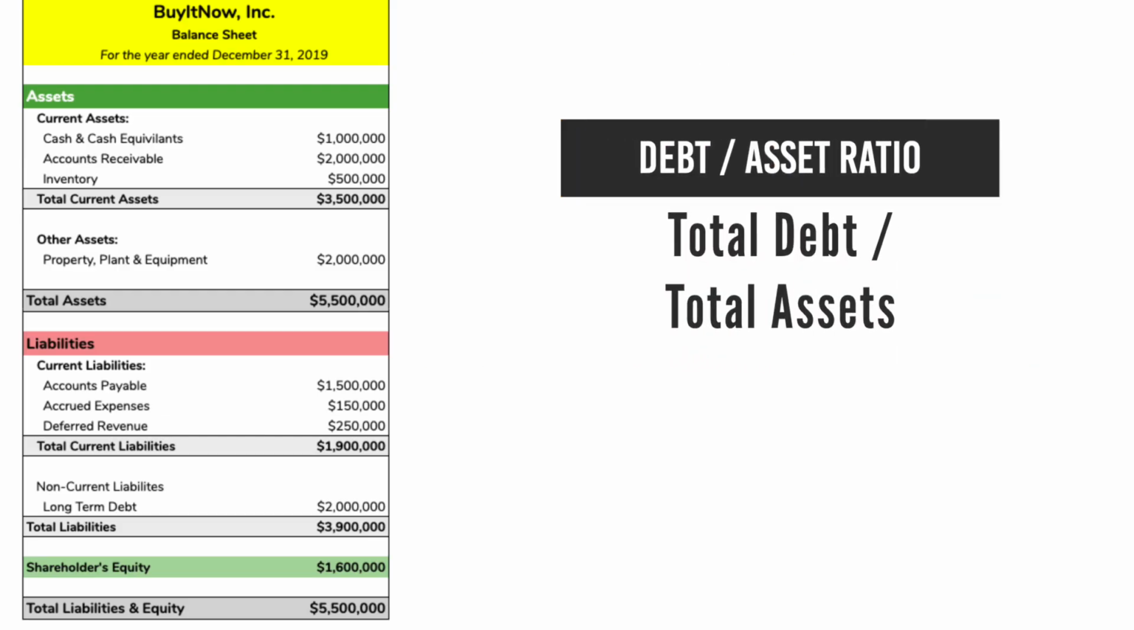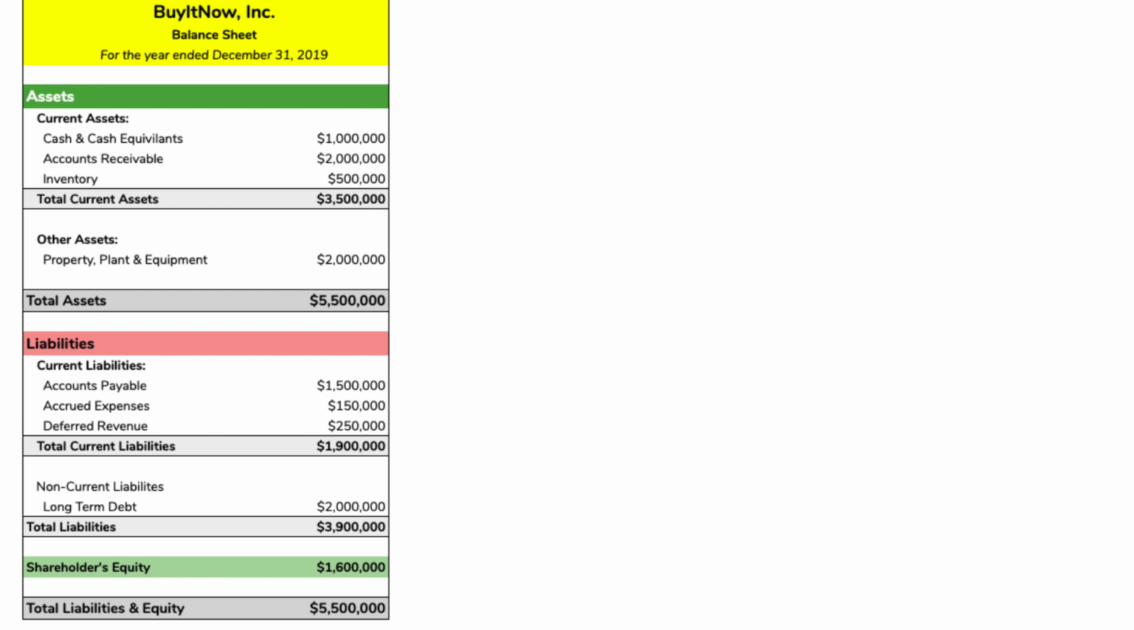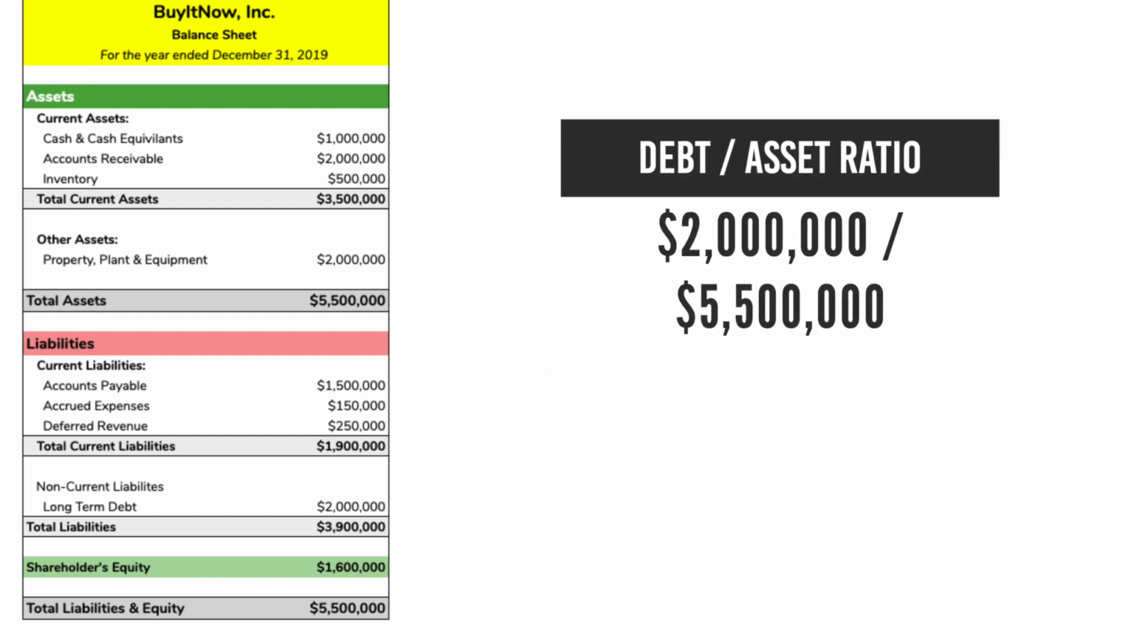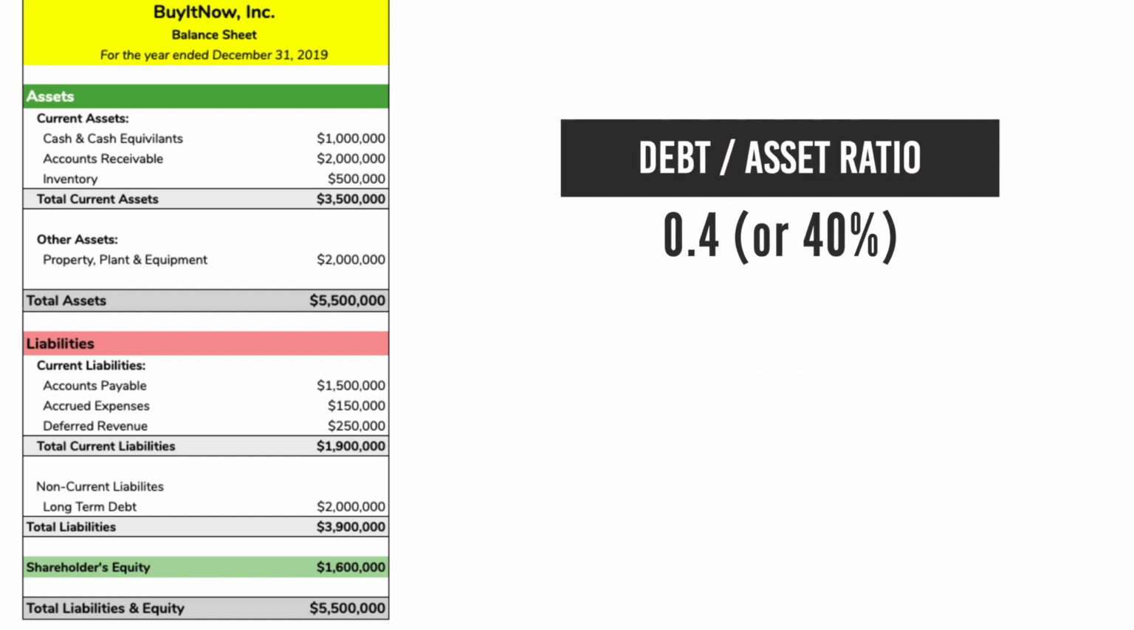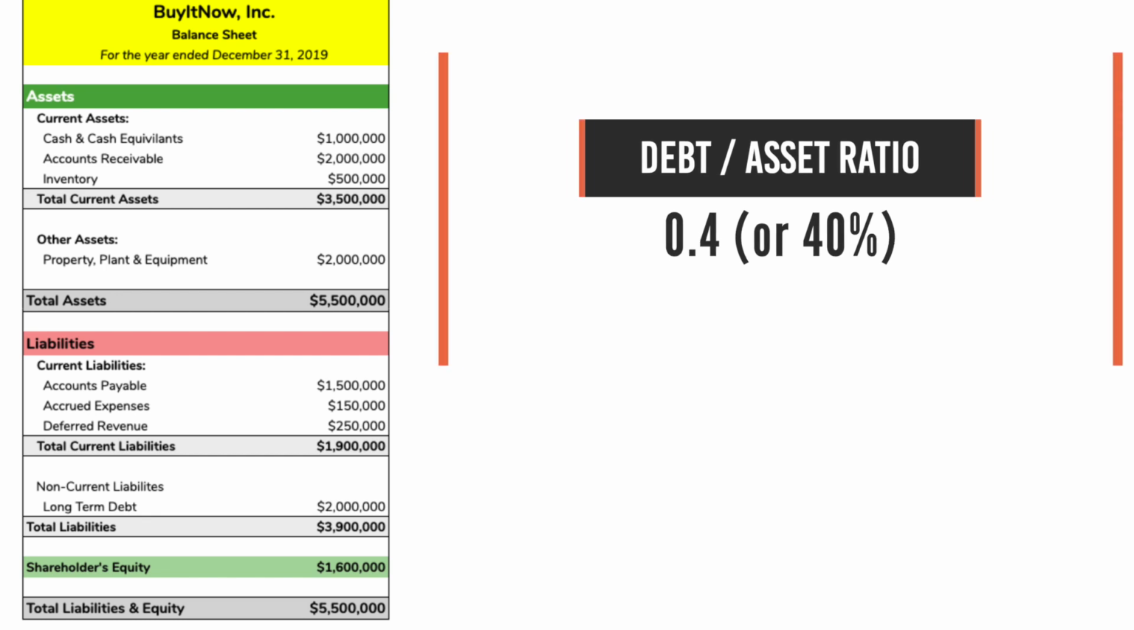And now the third KPI is debt to assets ratio, which gives you an indication of how much of the company's assets are financed through debt. If you look at the balance sheet here, the formula is total debt divided by total assets. So we're taking the $2 million of total debt, which is the long-term debt, and dividing it by $5.5 million in total assets, and we get a ratio of 0.4 or 40%. You can read it either as 0.4 or 40%, which says that 40% of the company's assets are financed through debt.